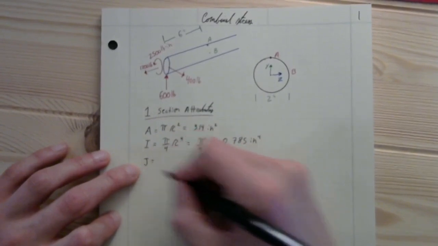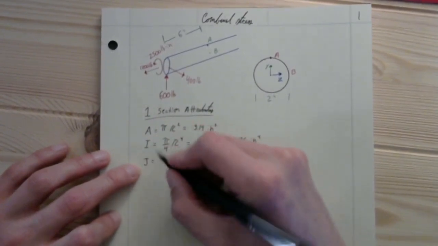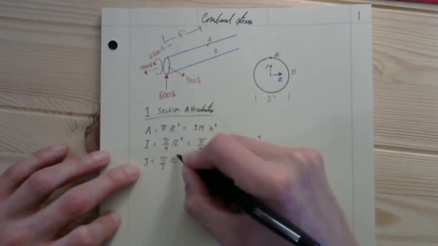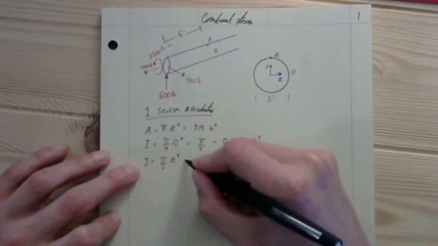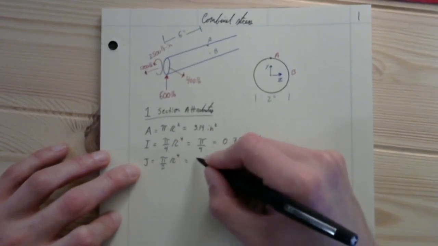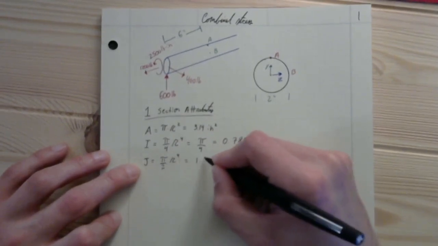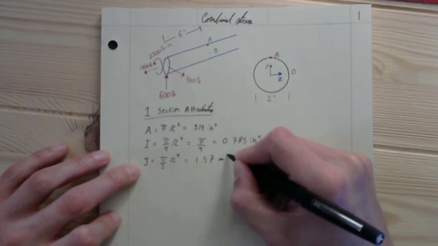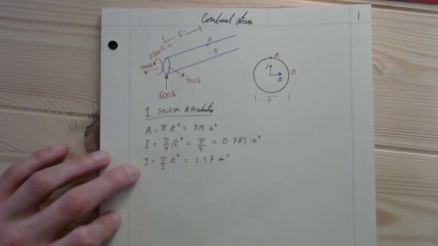Finally, we have the polar moment J. That's going to be pi over 2 radius to the fourth, which is half of pi, which is 1.57 inches to the fourth. So now we have these cross-sectional attributes.